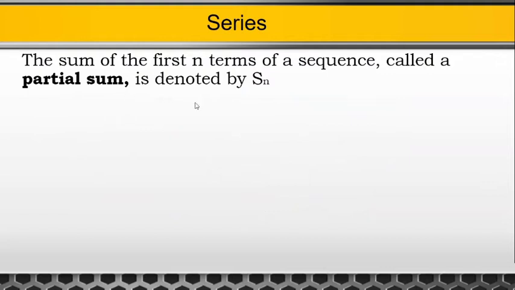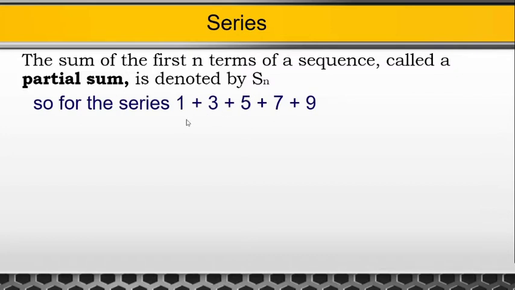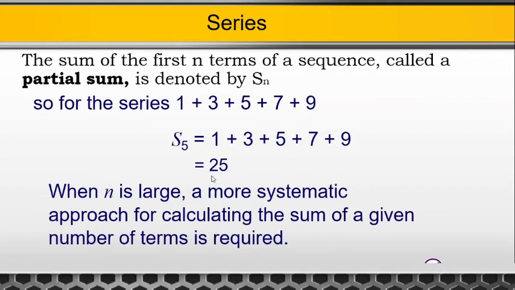The sum of the first n terms of a sequence, called a partial sum, is denoted by Sn. So for the series 1 plus 3 plus 5 plus 7 plus 9, S5 is equal to 1 plus 3 plus 5 plus 7 plus 9. When we add these numbers, that will be 25. When n is large, a more systematic approach for calculating the sum of a given number of terms is required.